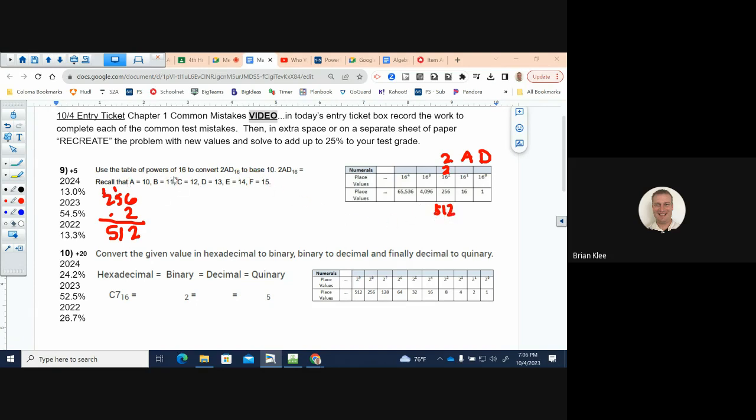So now the A, and on the test you were reminded, that means we have 16 happening 10 times. 16 times 10 is real simple. It's 160. So we'd have to add that on to 512. And then D is worth 13. So we have 1 happening 13 times. So altogether, we've got 512 plus 160 plus 13.